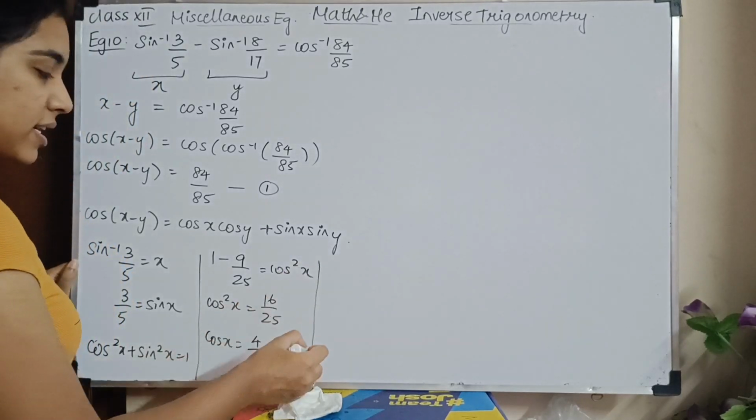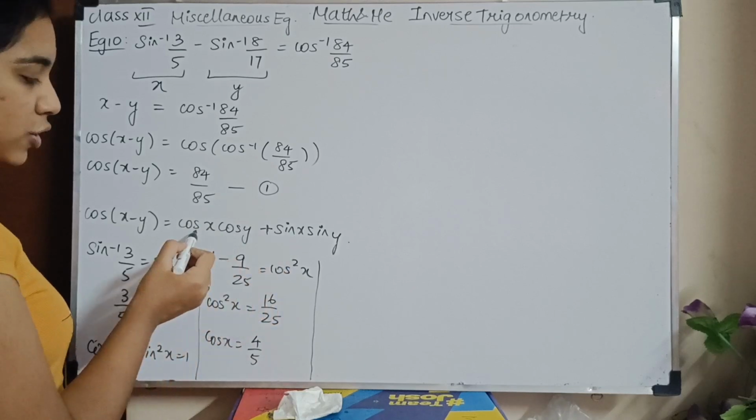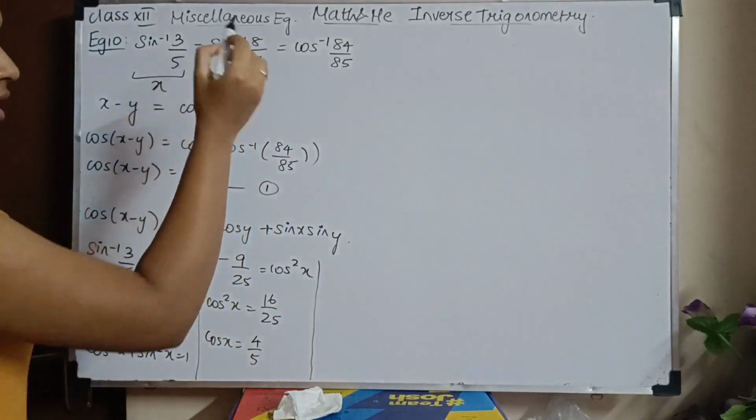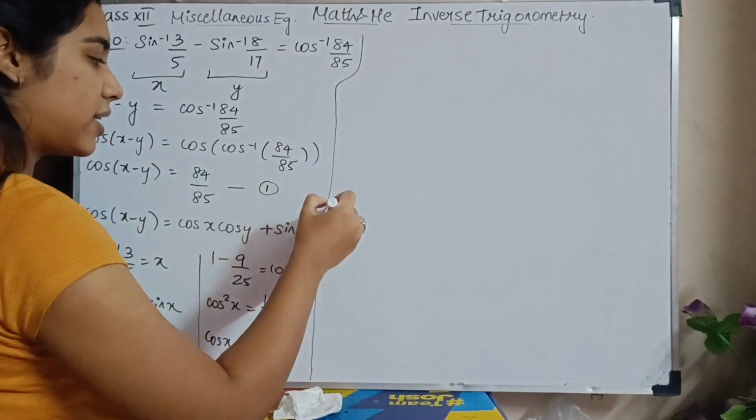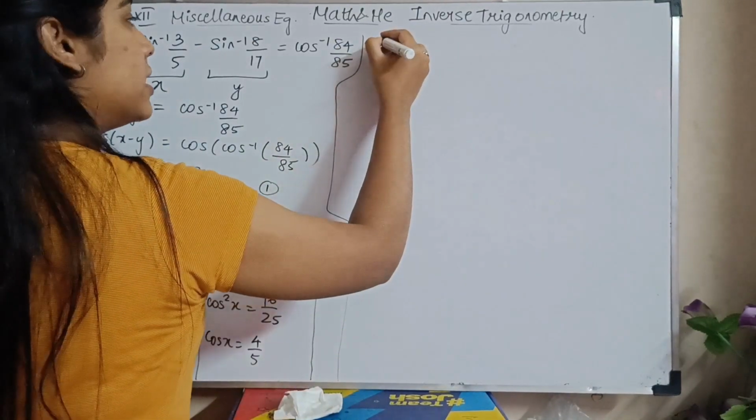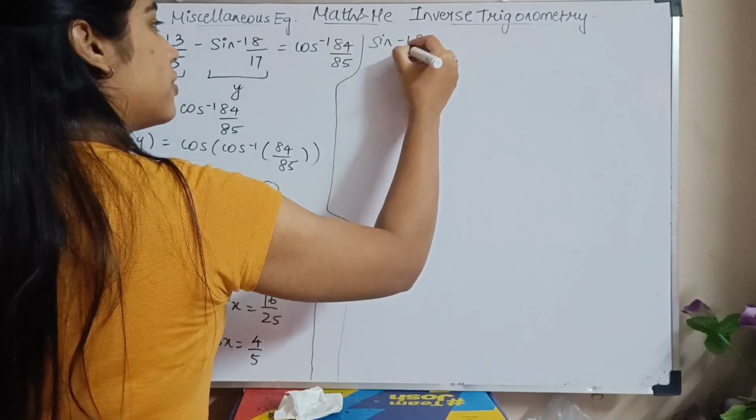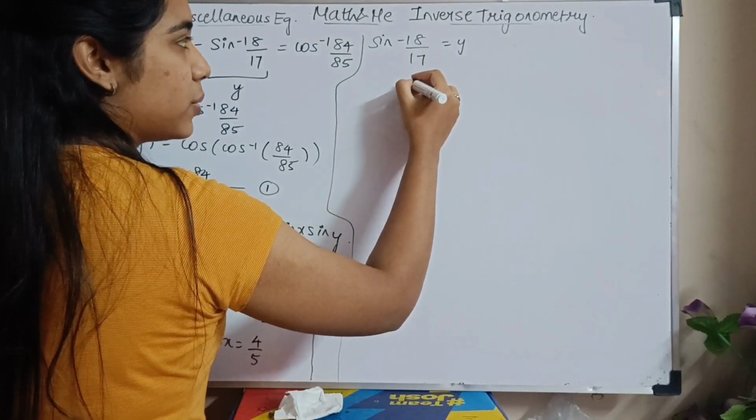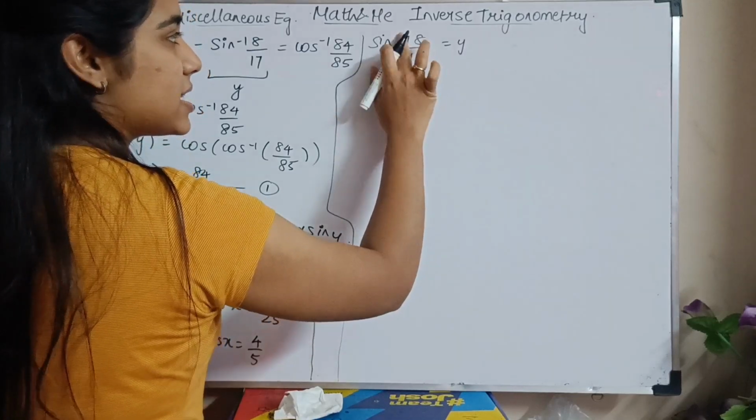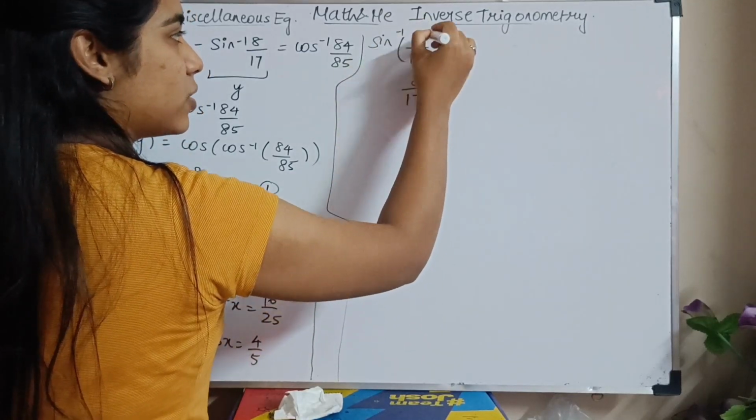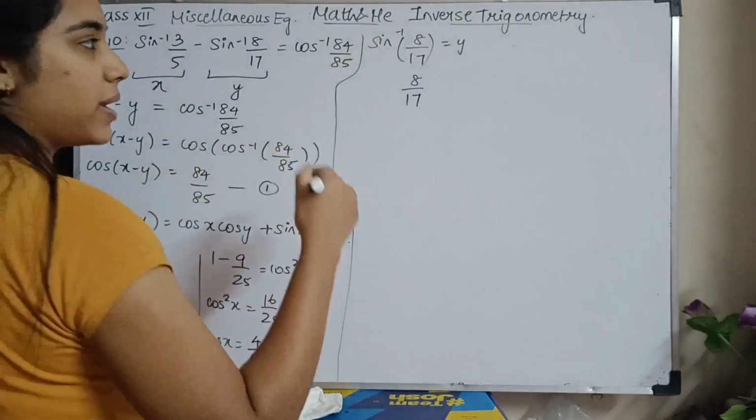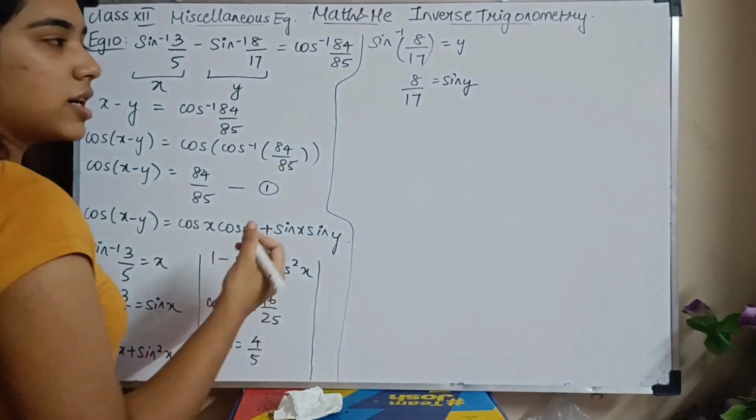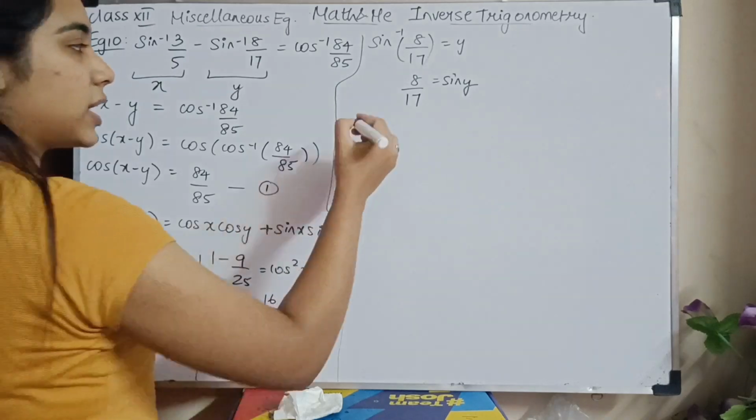Correct? Now we have found cos x. You know what your sin x is, you know what your cos x is. Now you need to find your cos y and sin y. So what will I get? I have sin inverse of 8 divided by 17 is my y. Taking sin on both sides, I'll be left with 8 divided by 17 equals sin y. Don't get confused in the exam; put a bracket. So 8 by 17 equals sin y. But we know sin y, so what did we do for cos y? The similar formula.